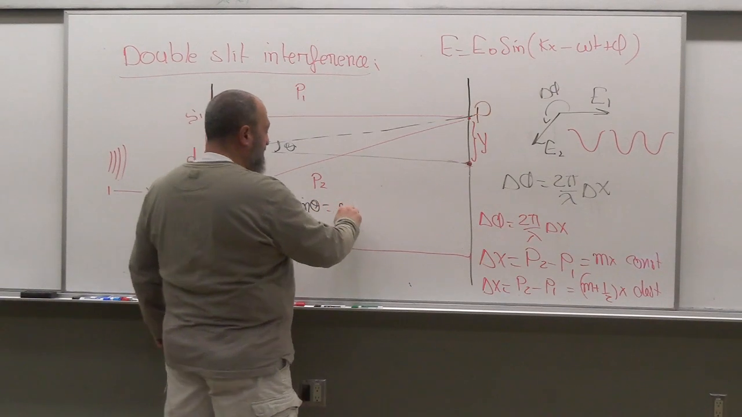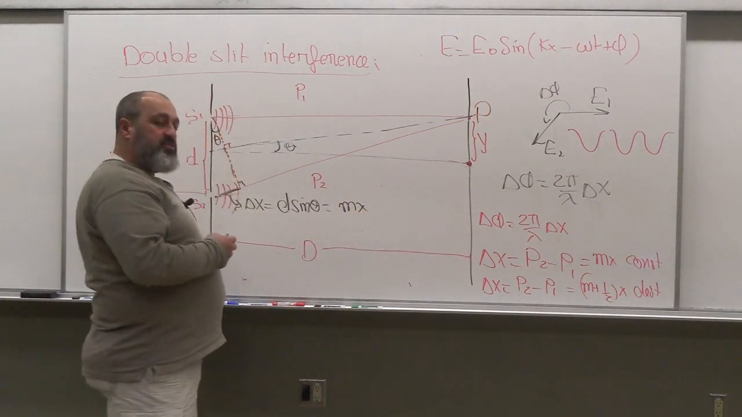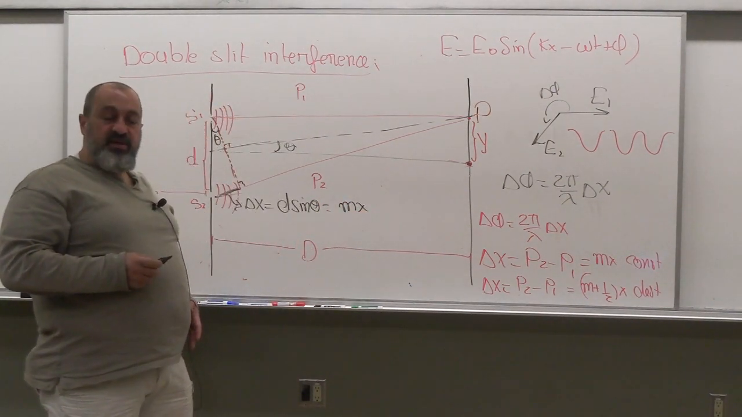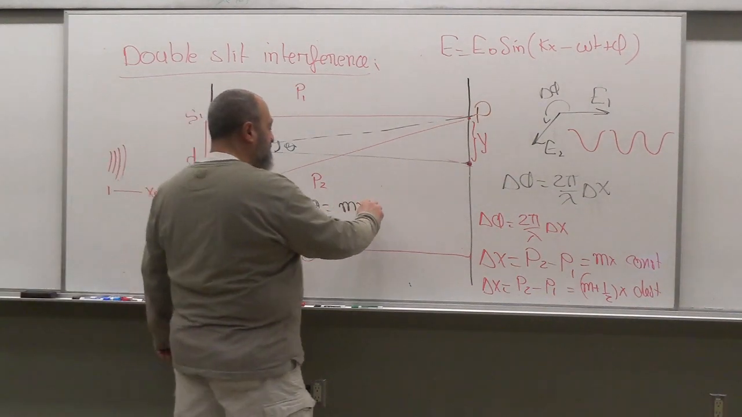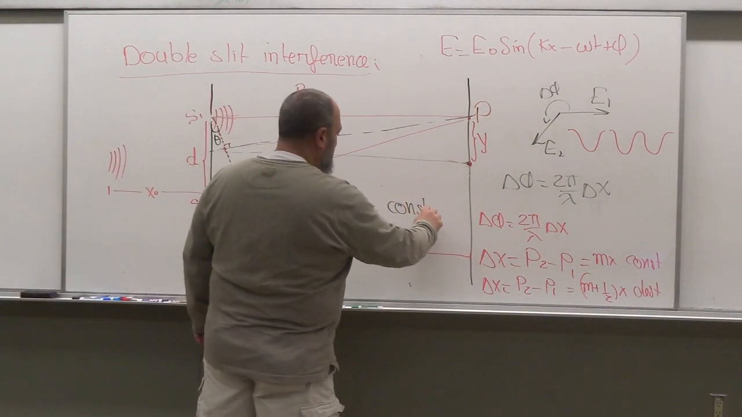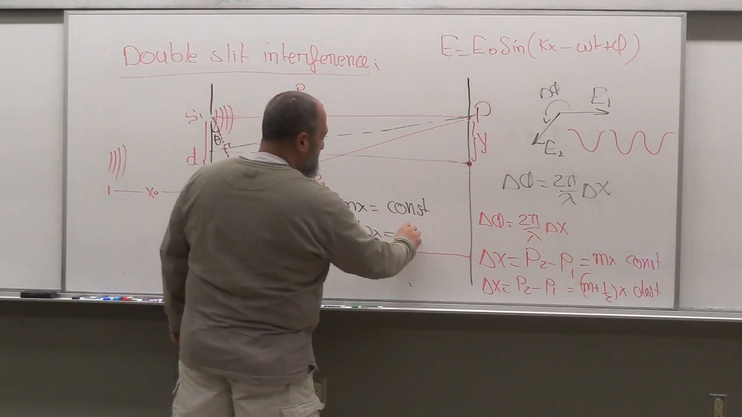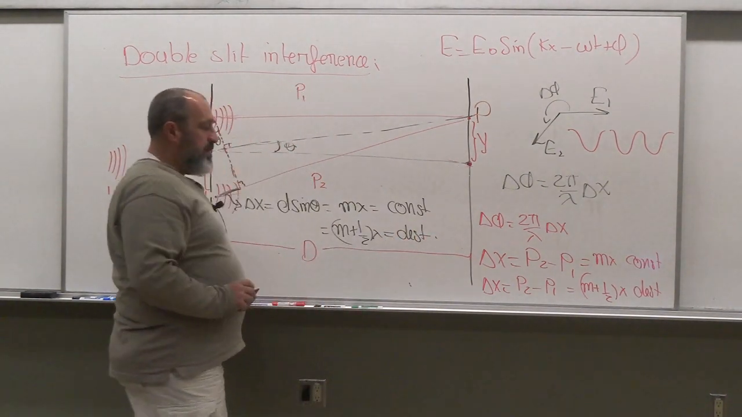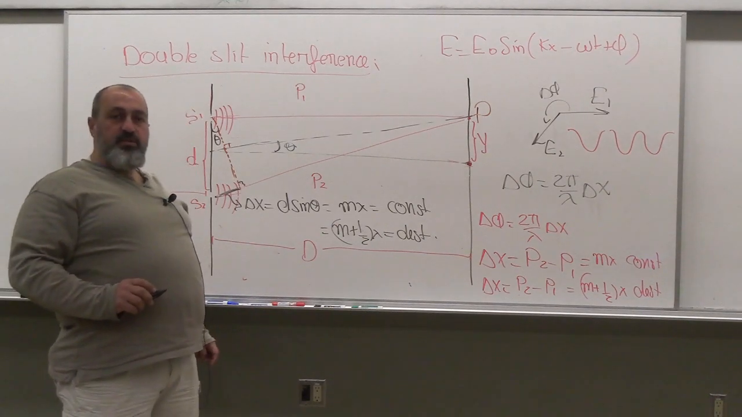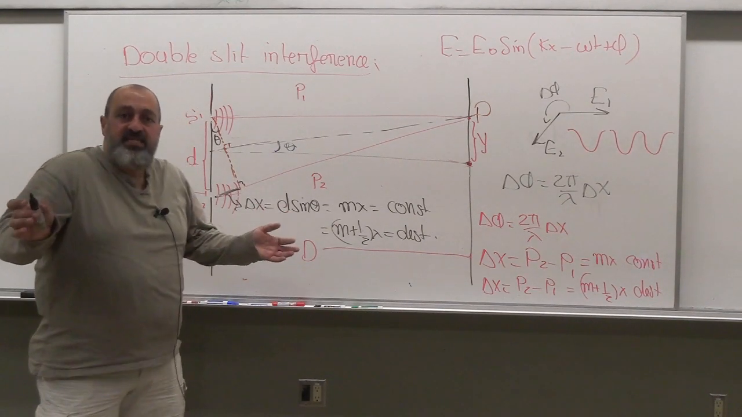When that is equal to m lambda, barring other sources of phase difference between the two waves, we get constructive interference. And when that is equal to m plus a half lambda, we get destructive interference, and this is the key. So now the question is, are you able to predict the angular position of the mth maximum or minimum?